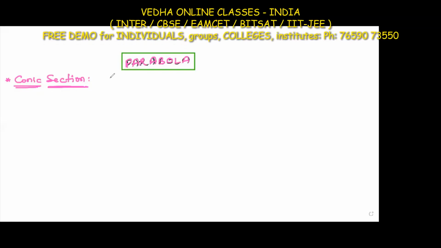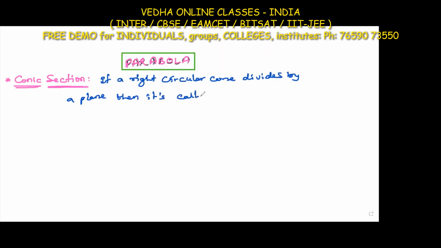So if we take a right circular cone, a solid one, and divide it by a plane, then it is called a conic section.